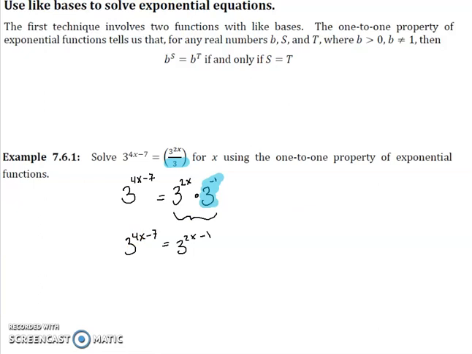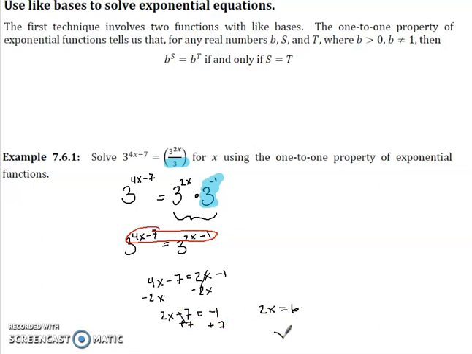Well, now that I have the same base on the left and the right-hand side, I can write the equation x minus 7 is equal to 2x minus 1 because I know that my exponents must be equal since my bases are the same. So 2x minus 7 is equal to negative 1. Adding 7 to both sides, 2x equals 6, so x is equal to 3.